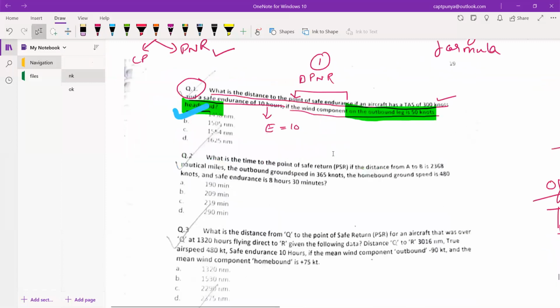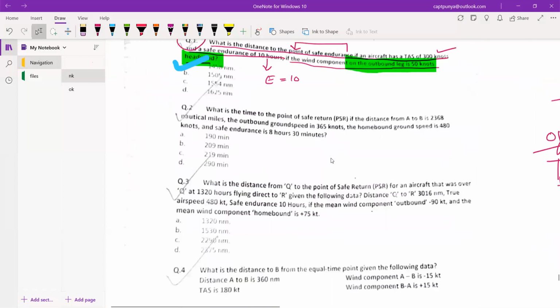So let us go to the second numerical now. The second numerical says, what is the time to the point of safe endurance? Here it is clearly given that it is a point of safe return question. If the distance from A to B is 2368 nautical miles, the outbound ground speed is 365 knots, the homebound ground speed is 480 knots, and the safe endurance is 8 hours 30 minutes. Guys, this question is very simple because it has already given us all the values. We just have to apply the formula. So let me just do it here itself.